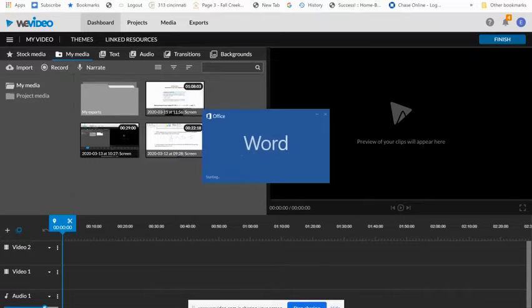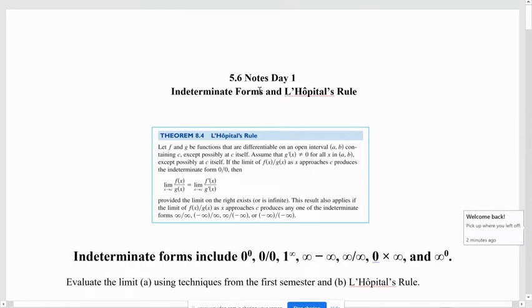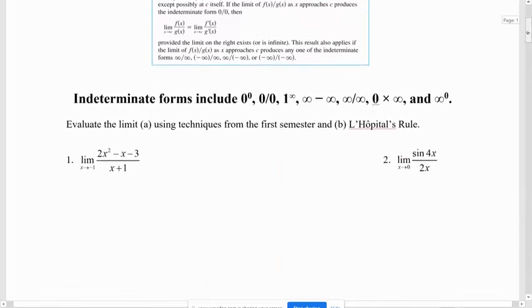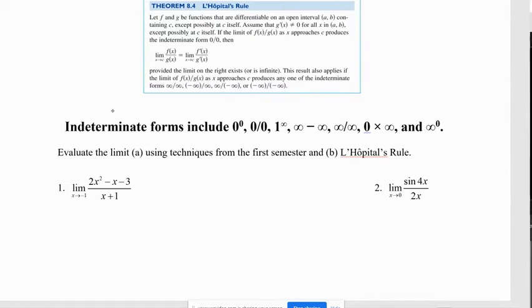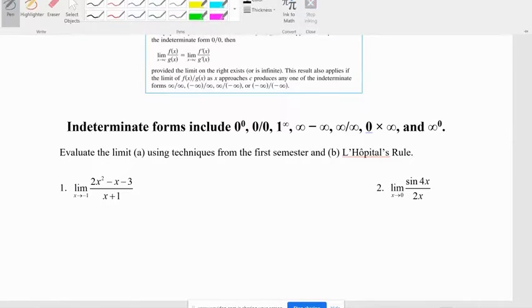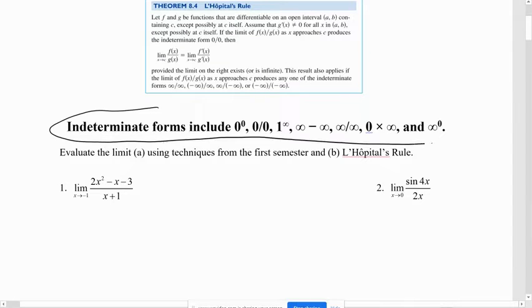All right, we're gonna try to do L'Hopital notes, section 5.6, and see how this goes. So first of all, if you're using L'Hopital's rule, it has to be the indeterminate form, and the indeterminate form is one of these.